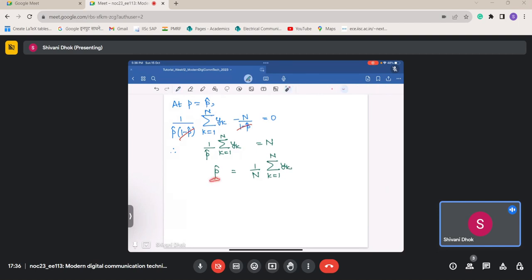Now this p hat should be between 0 and 1. If you look at this yk, it can take either value 0 or value 1. So if you add zeros or ones from 1 to capital N and then divide by n, this quantity has to be between 0 and 1. So I am not going outside the permissible range of p hat. This estimate is fine. This is a proper estimate, and this is the ML estimate for your p, for your Bernoulli random variable, which depends on your coin toss experiment.